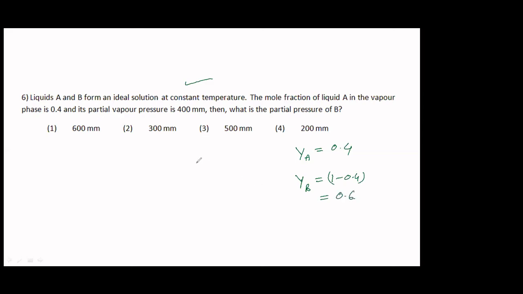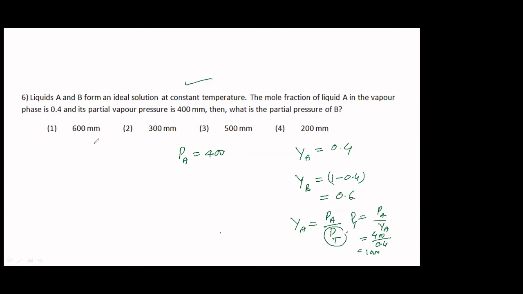And he says PA, the partial vapor pressure of component A, is equal to 400. So in the vapor phase, when you substitute this, YA should be equal to the partial pressure of A divided by P total. So you can find out P total from this. P total should be equal to PA divided by YA, which will be 400 divided by 0.4, which should be 1000. Am I right? So P total is 1000.